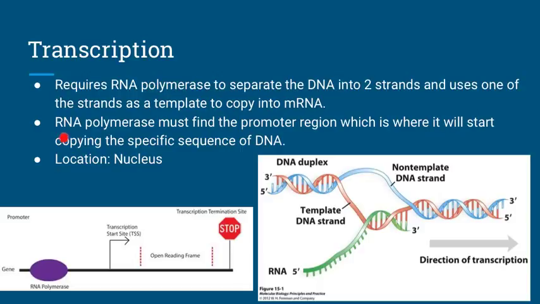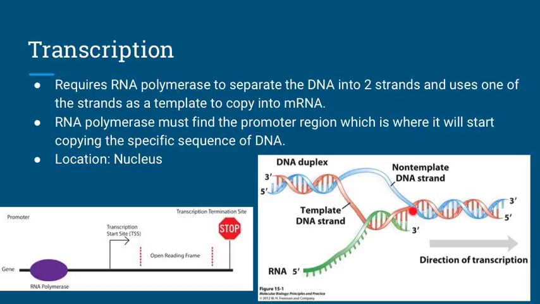Now, RNA polymerase is also responsible for finding something called the promoter region, which I have down here. Promoter region basically means that this is where I want you to start. This is a whole sequence of DNA. Notice that we didn't start here. We didn't start here. We want to start right here. And we are basically going to end right here. So sometimes we only want a certain chunk of the DNA.